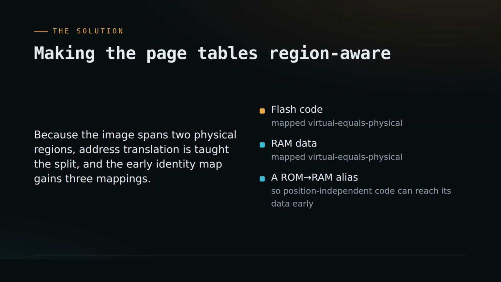Because the image now spans two physical regions, the address translation helpers are made region-aware. The early identity map gains three mappings. The first is the flash code. The second is the RAM data. The third is an alias. That alias lets position-independent code reach its data before the real page tables exist.